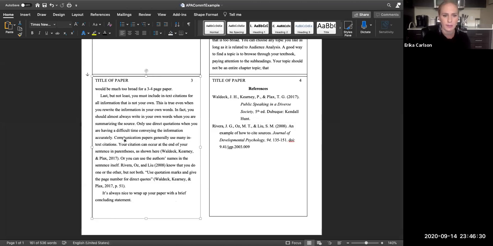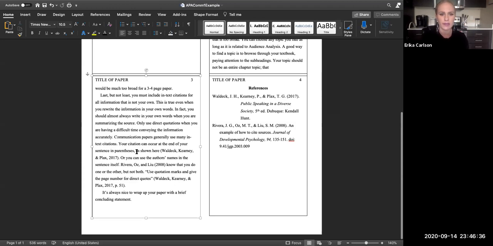So communication papers, starting here, generally use many in-text citations. Your citations can occur at the end of your sentence in parentheses like this. See, parentheses, Waldeck, comma, Kearney, comma, ampersand sign, and Plax, comma, and then the year that the book was published or the article was published. So once again, this is an example of an in-text citation right here. If you are going to cite a definition that you read in this book, you could summarize it into your own words and then cite the author's names just like this.